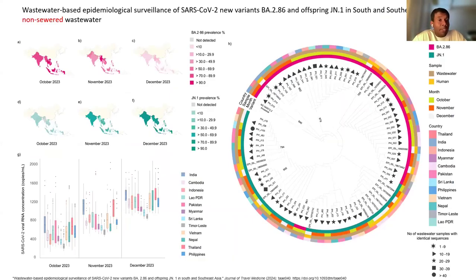And then we moved on to tracking BA.2.86 and JN.1 in Southeast Asia, covering almost 12 different countries. Again, for some of the countries it was the first time, for Sri Lanka, Timor-Leste, and also the Philippines. And we covered how BA.2.86 quickly changed, how JN.1 arose, and how the concentrations and the genetic diversity changed in all these locations. So using non-sewered water settings and this surveillance, we can clearly see these differences at a very early stage of variant transmission.